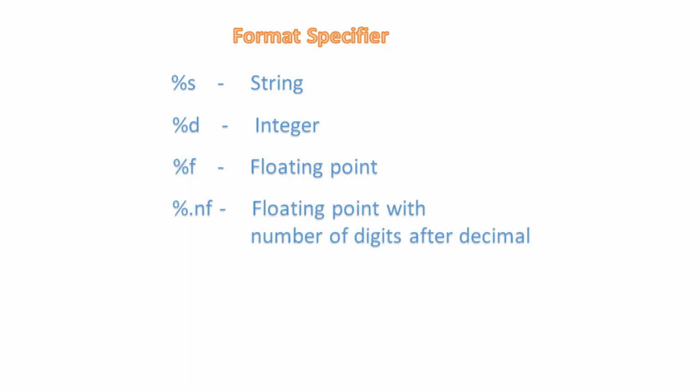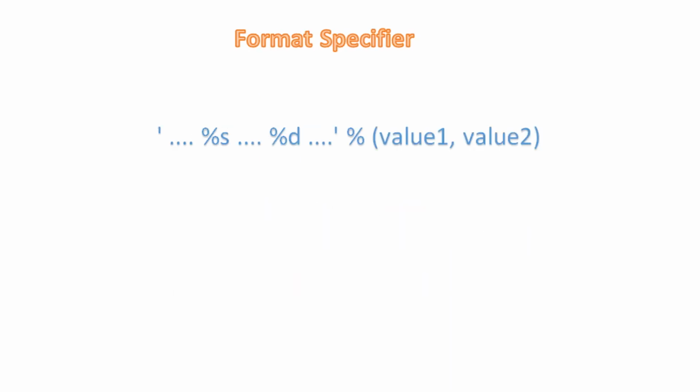%s for string, %d for integers, %f for floating point, %.nf for floating point. Here n denotes fixed number of digits and %x is for hexadecimal integer. We can use both lowercase and uppercase x. In a string, a format specifier is a placeholder which defines the placement of a value and also defines what type of value to be replaced.